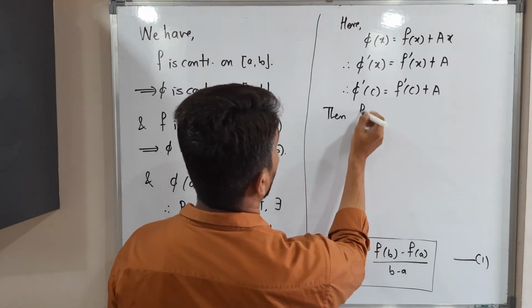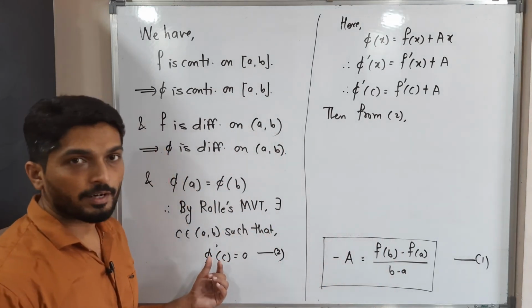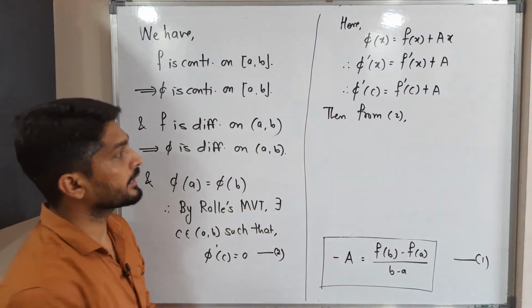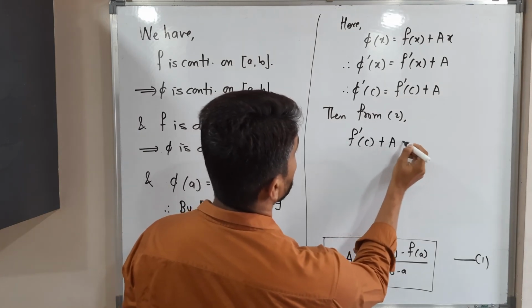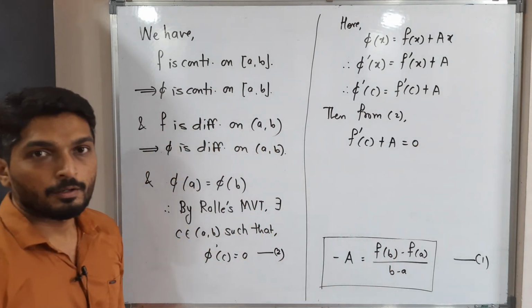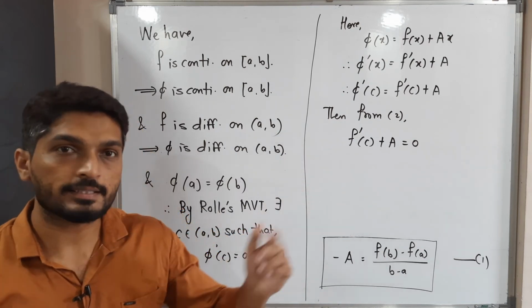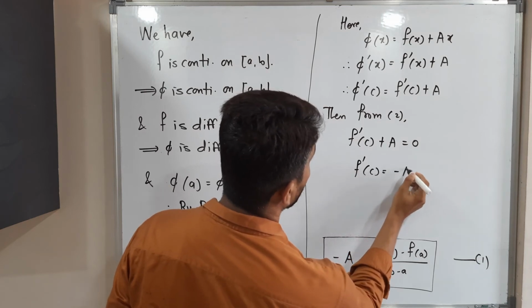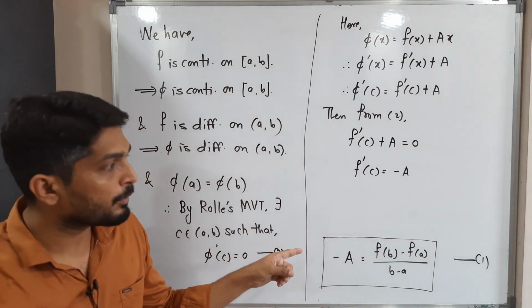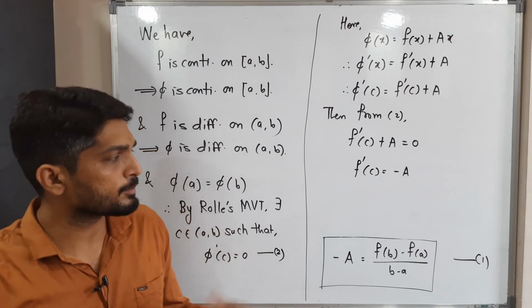Then from 2, what can we write? Phi dash of c is equal to 0. So that's why here I can say f dash of c plus a is also equal to 0. But f dash of c is equal to what then? Let us shift a to that side. So f dash of c is equal to minus a. But see, in equation number 1, we have already calculated the value of minus a. So let us put it there.